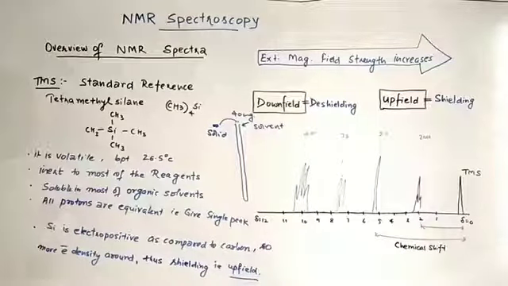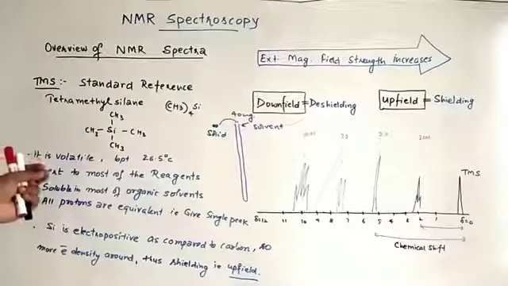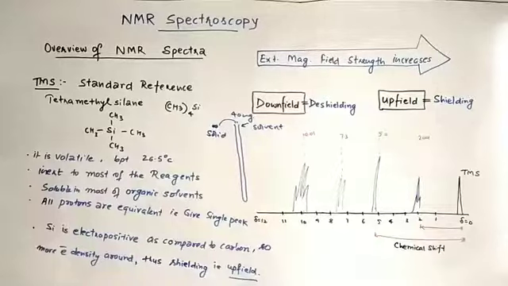It means our reference, this TMS, gives a single peak because it has 12 protons, and they give a single peak. Why they give a single peak, and what equivalent protons are, we will discuss shortly.